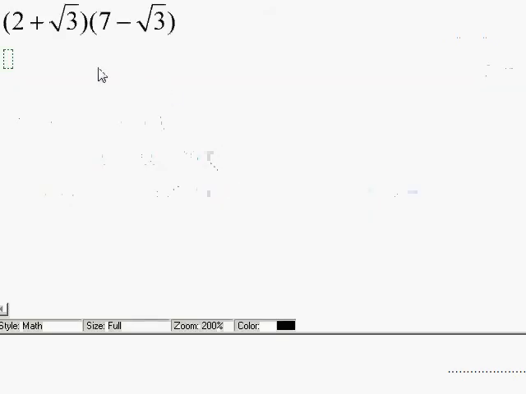So I have 2 + √3 times 7 − √3 here. A very simple way: I do 2 times 7. Then I do 2 times minus √3. Then I do √3 times 7. And then I do √3 times minus √3, and that way I will have multiplied everything in these brackets together. I will have multiplied 2 + √3 by all of 7 − √3. Okay, so let's do it.